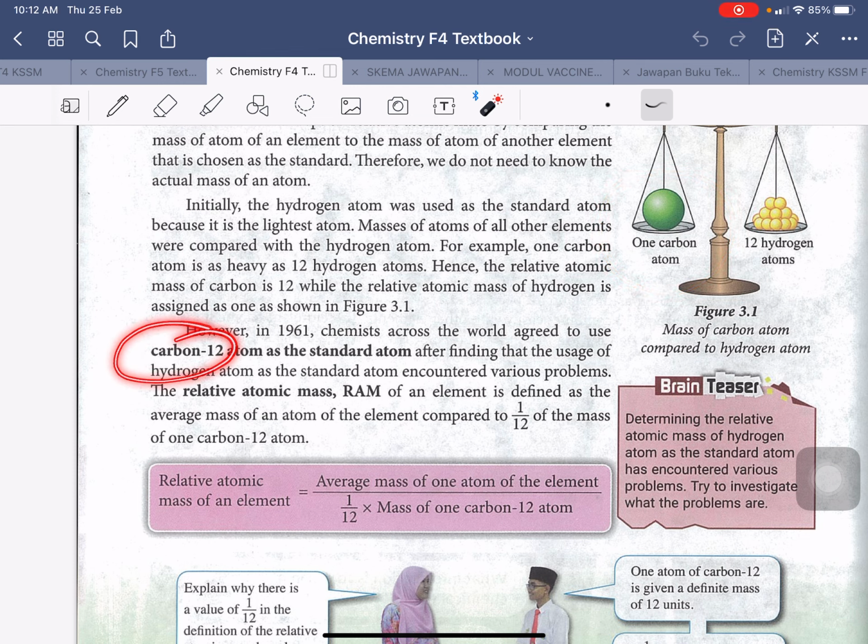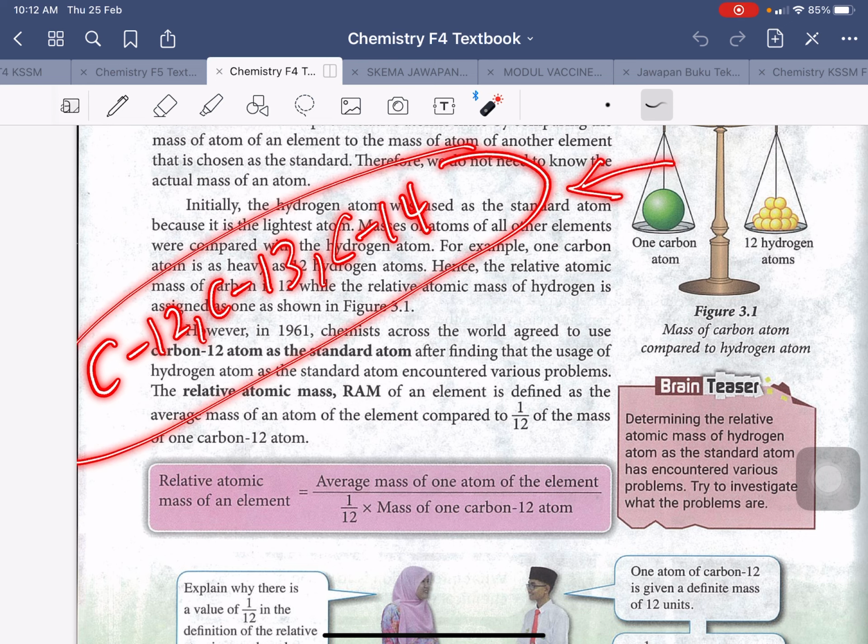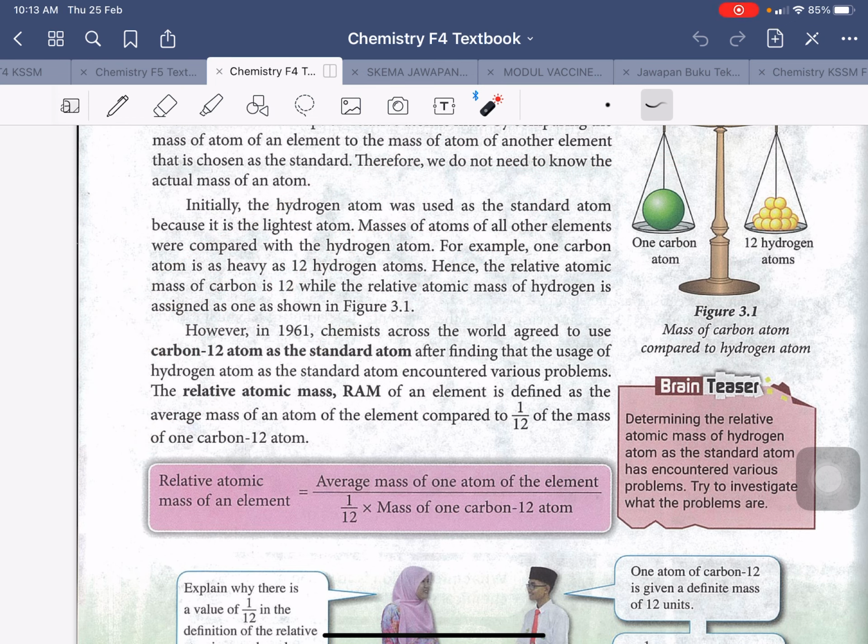Kenapa it says carbon 12? You still remember isotop kan? Carbon tu isotop. Carbon tu ada 12, carbon ada 13 dan juga carbon 14. I hope you still remember ini adalah isotop of carbon. Okay, so chemists setuju untuk guna carbon 12. After finding that the usage of hydrogen atom as the standard encountered various problem. Ada banyak masalah yang dijumpai bila diorang guna hydrogen sebagai standard. So masalah tiada apabila guna carbon.